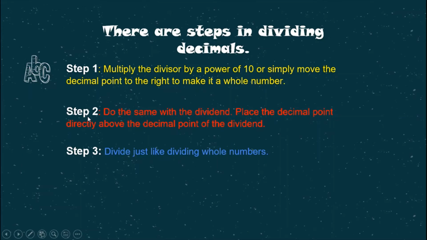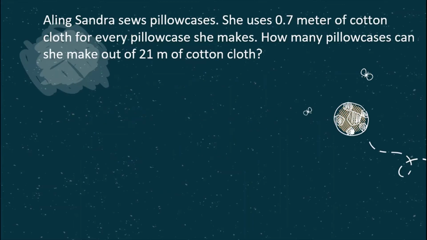Step number 2, do the same with the dividend. Place the decimal point directly above the decimal point of the dividend. When we do it to our divisor, we need to do that also to our dividend. And lastly, step number 3, we need to divide just like dividing whole numbers. So those are the steps on how to divide decimals. Now, if you're okay, then let's start.